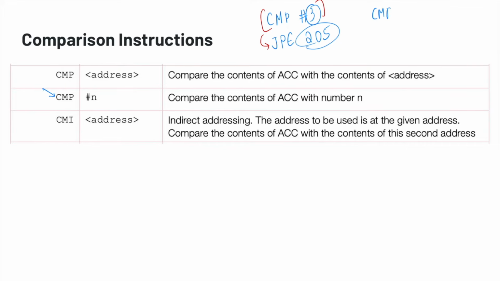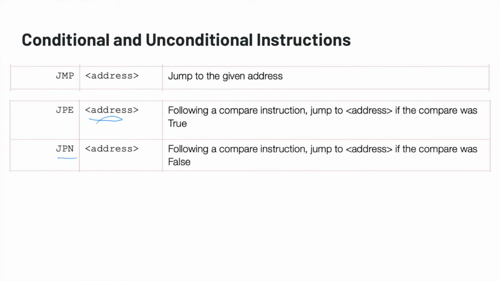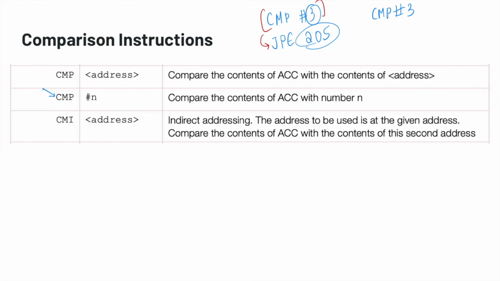So we'd have CMP #3. And if we only want to initiate an action when they're not equal to each other, we would have to use our JPN command. So JPN can only be used to jump to an address if the previous comparison instruction is false. So we'd have JPN, and then we might have 210, meaning that we're going to go to location 210 in memory, and then either access whatever instruction is there or deal with the data or something. But whatever happens, we're going to jump to this address in memory.